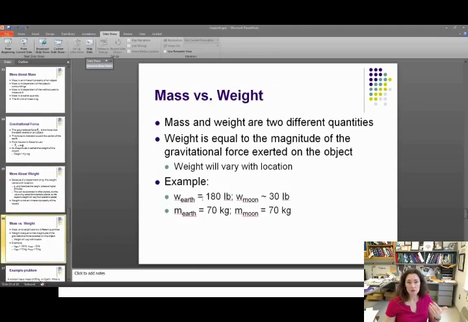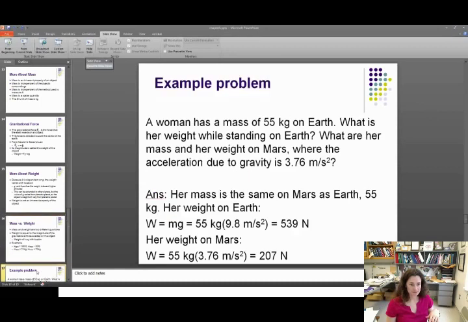If you compare your weight on the Earth to your weight on the moon, it's about 1/6. So if you weigh 180 pounds on Earth, then you weigh about 30 pounds on the moon. You can lose weight by going to another planet, but that's not going to change how your pants fit. If your mass is 70 kilograms here on Earth, it's going to be 70 kilograms on the moon too. It's the acceleration that changes. So the mass doesn't change, and the acceleration does change.